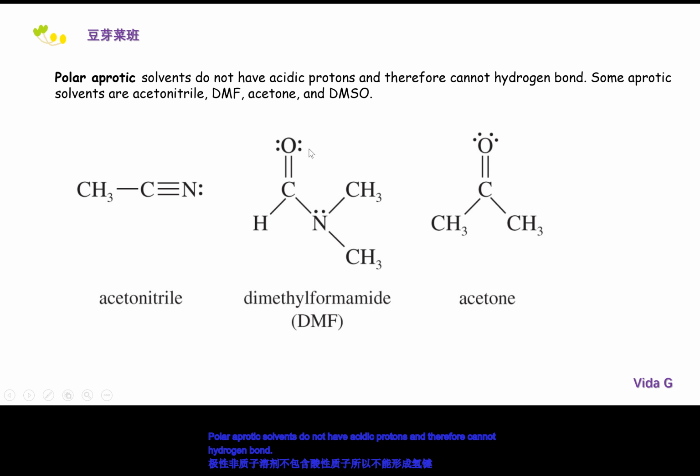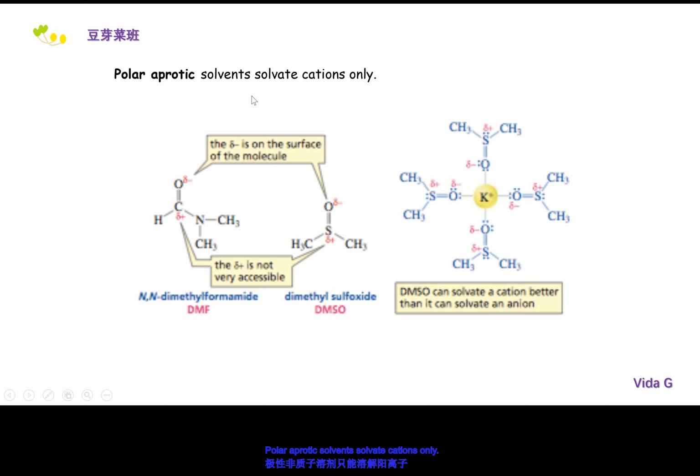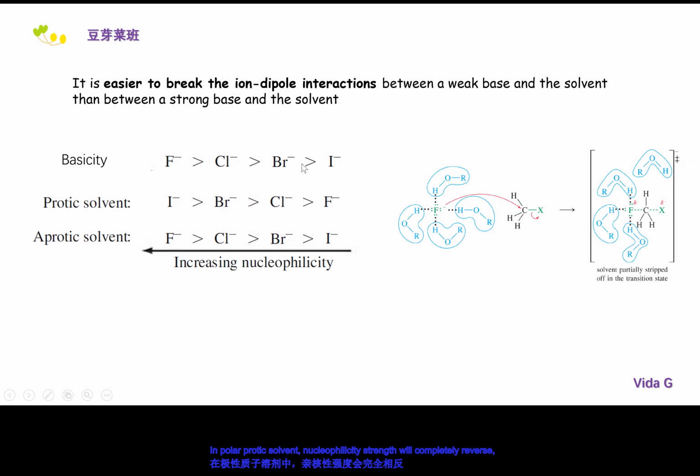Polar aprotic solvents do not have acidic protons and therefore cannot hydrogen bond. Examples of aprotic solvents are acetonitrile, DMF, acetone, and DMSO. Polar aprotic solvents solvate cations only. Polar protic solvents have acidic hydrogens which can solvate the nucleophile, reducing their nucleophilicity. In polar protic solvent, nucleophilicity strength will completely reverse because it is easier to break the ion-dipole interactions between a weak base and the solvent than between a strong base and the solvent.